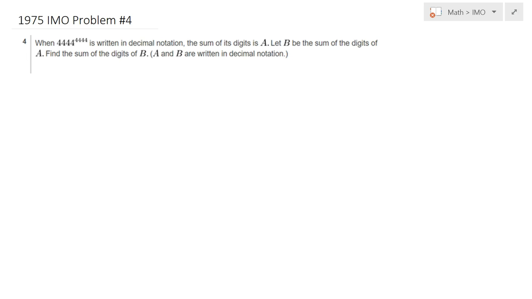When 4444 raised to the power 4444 is written in decimal notation, the sum of its digits is A, and let B be the sum of the digits of A itself, and finally we are to find the sum of the digits of B. And you can call that number C if you want. I won't call it anything.